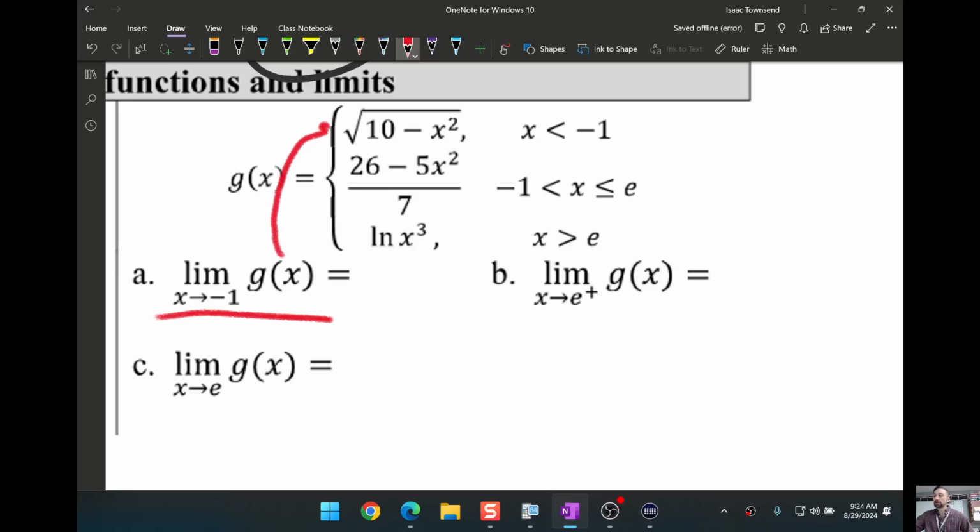So if I plug it into the left, I get the square root of 9, which is 3. And if I think about its right limit, I would plug it into the middle one, based on this restriction. And I would get 26 minus 5, which is 21, divided by 7, which is also 3. If it approaches 3 on the left of -1 and 3 on the right of -1, then the answer to this question would be 3. It's got to be the same from the left and from the right.